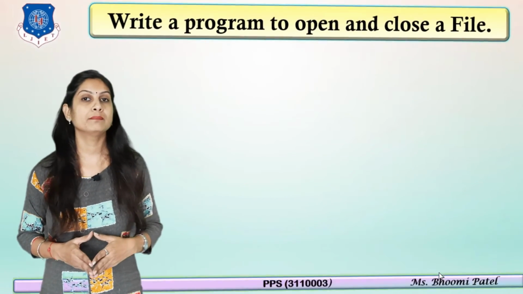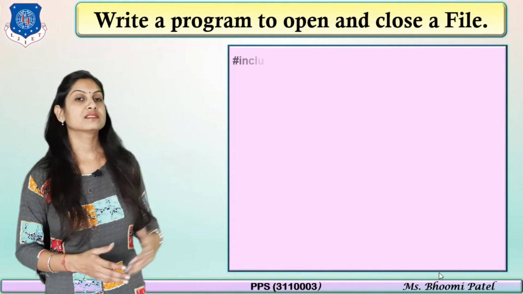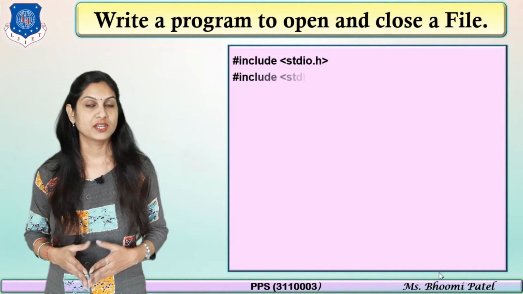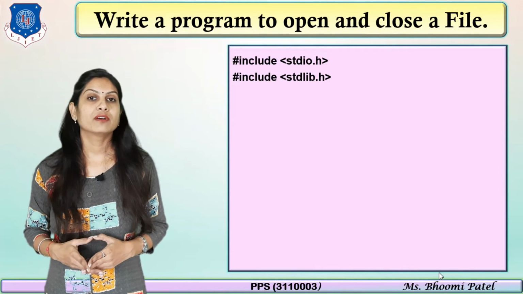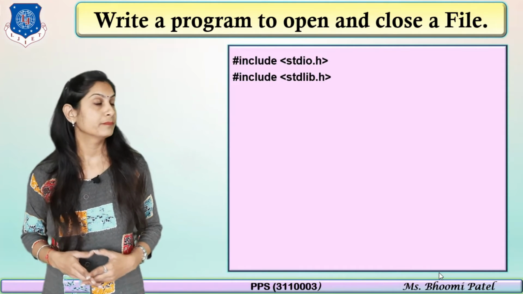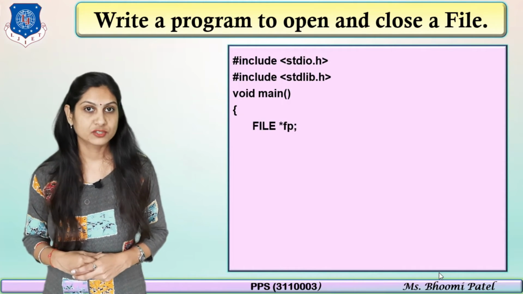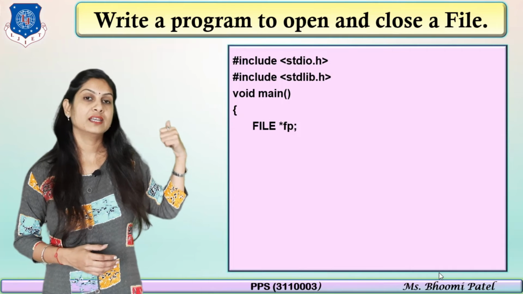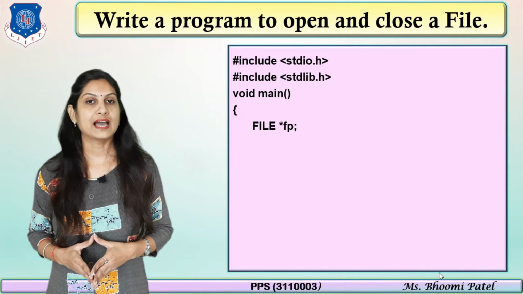Let's understand with one simple example how we can open and close our file. The very first is our header file that we have to include, stdio.h, and then we need a second header file because the exit function is used in our program. How it works, let's understand after this. Void main is there, and inside void main we follow the concept of file. First, integer or character is not used here, only we use FILE in capital letters for file operations, and then the file pointer, that is star fp.